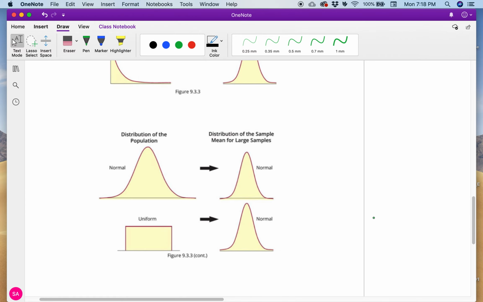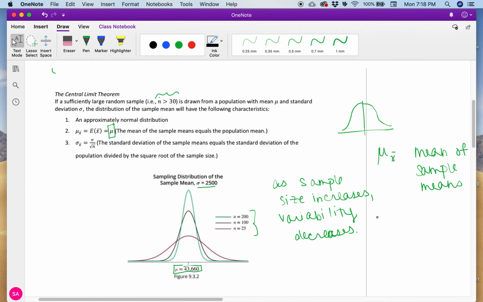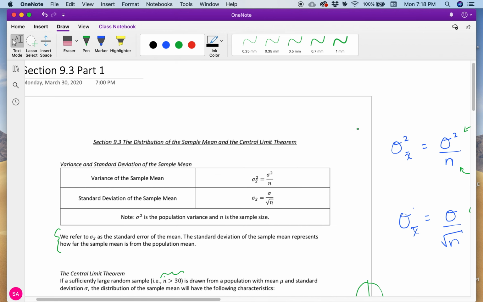All right. So that's my discussion, my intro into sample means and the central limit theorem. The next video or videos will be focused on solving the actual application problems that you will see in the homework. See you then.